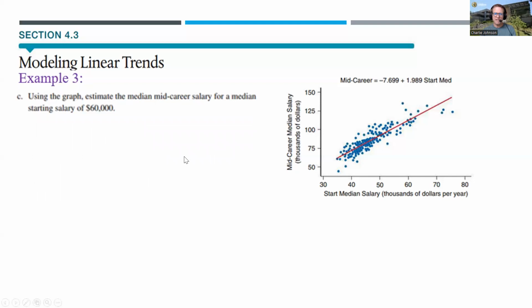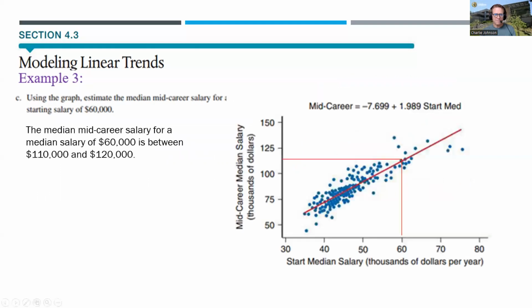Using the graph, estimate the median mid-career salary for a median salary of $60,000. So we'll go over to the 60 for the 60,000, and we'll go up to the red line and then left to make an estimate from the line. Not really an accurate way to do this, but we see it's somewhere between 110,000 and 120,000. It's the equation that's going to tell us more accurately what that prediction is.